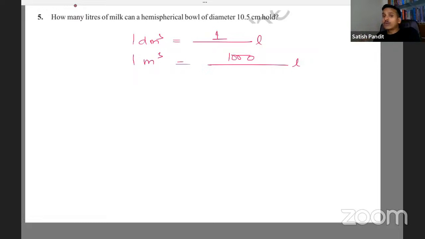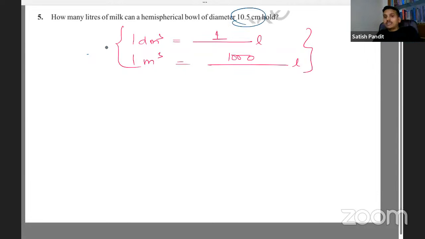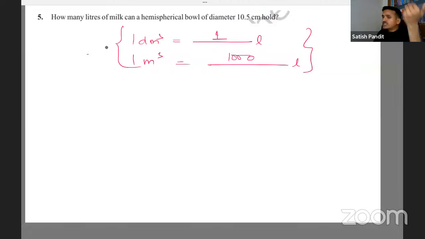It's actually very, very important to do the conversion. Now, to convert, see, actually, you can find answer in meter cube or decimeter. That is totally up to you. They are given in centimeter. If you want, you can find answer in meter cube also. So for this, you have to convert this into meter. That's all. So let's find in meter cube itself.